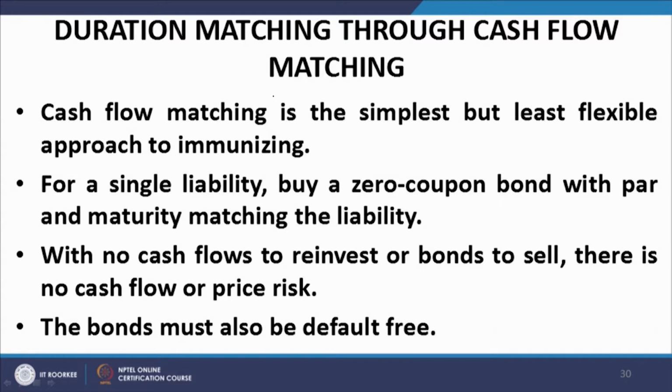Obviously, it is the least flexible approach, because what you are doing here, for a single liability, is buying a 0 coupon bond with the same par value and maturity matching the liability. I repeat, for the cash flow matching, we are matching the magnitude and the timing of the cash flows. Therefore, if you have a single liability to match, you match it by investment in a 0 coupon bond which matures on the same date as the liability and whose value at maturity is the same as the value of the liability.